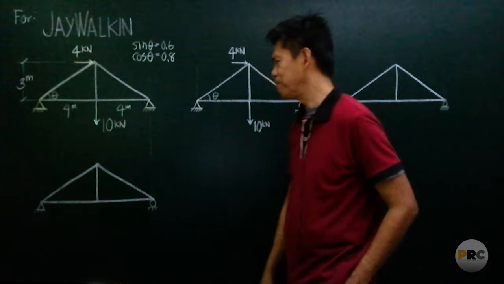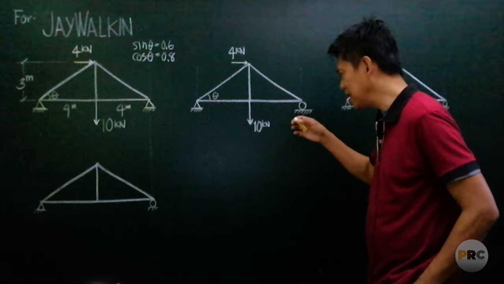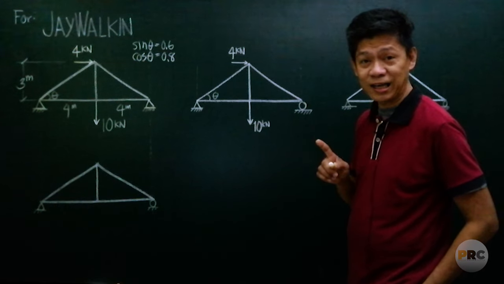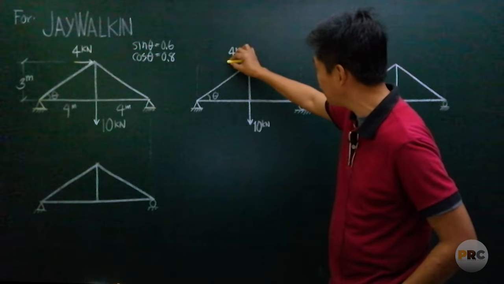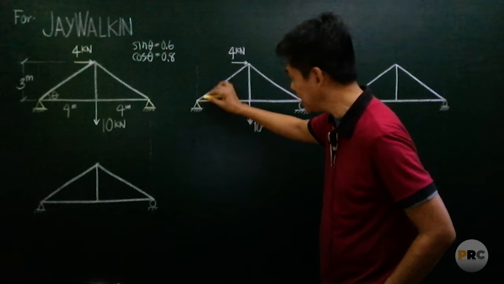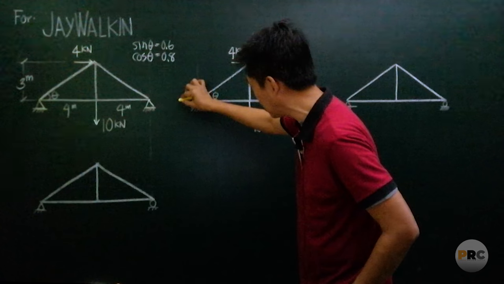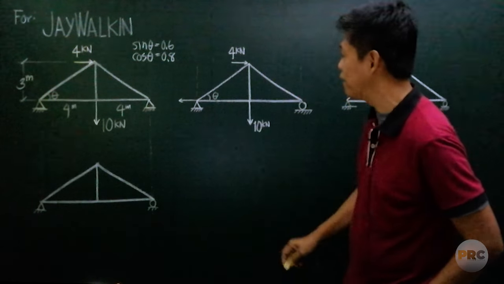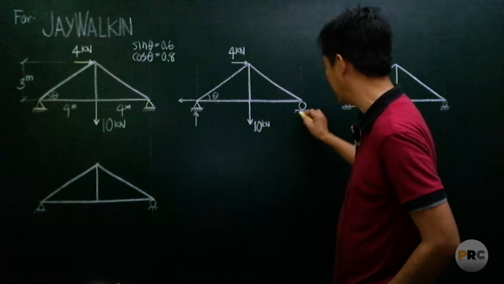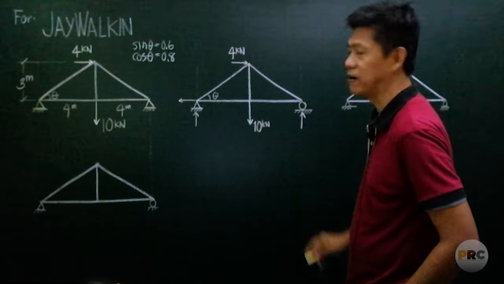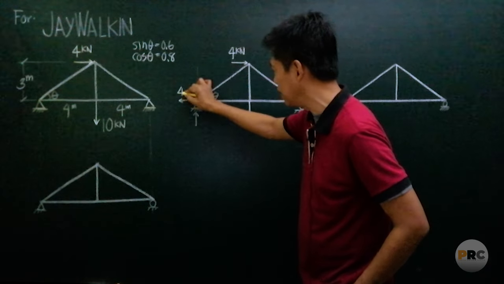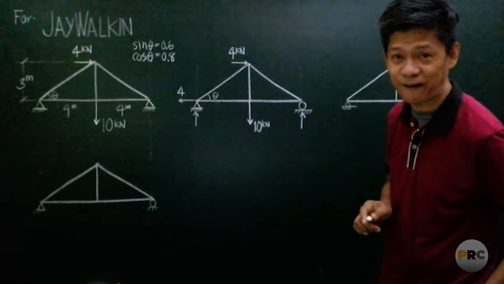So I will not rewrite this again if I'm referring to sine theta and cosine theta. Okay? Now, analyzing this truss, solving the reactions, this is a force, right? So the only one that can resist that is the hinge. So there is a horizontal reaction here and a vertical reaction, right? There is a vertical reaction here, vertical reaction here. Force right equals force left, so this must be 4 kilonewtons, correct?